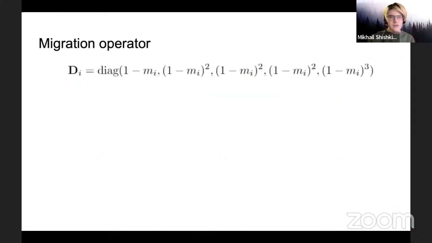And the last operator is the migration operator. It's pretty simple because it consists only of probabilities that 1, 2, or 3 chromosomes were not replaced by chromosomes from the second source population at generation I. So here M_I is just the admixture proportion of the second source population at generation I.